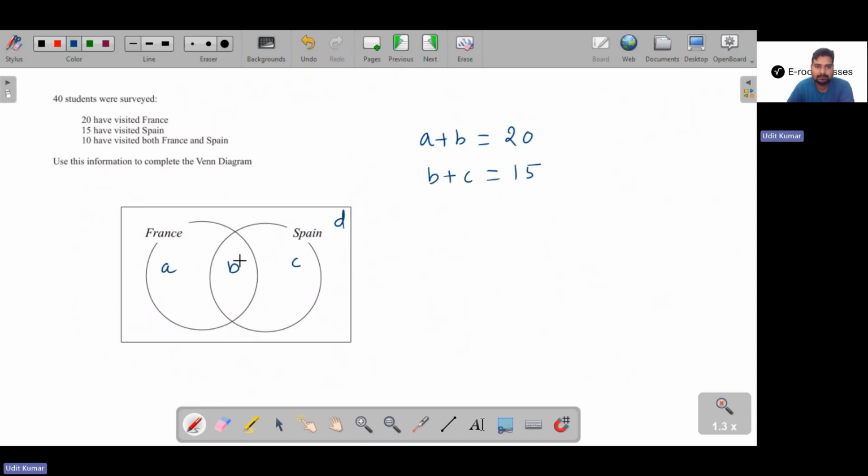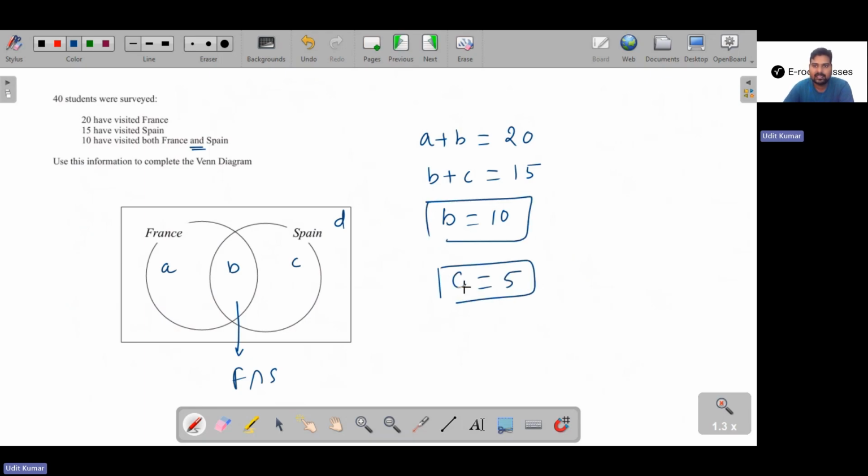10 visited both France and Spain. Okay, so this is B, which represents 10 because this is the common. You can see this end, right? 10 visited both France and Spain. That means they are talking about France intersection Spain. So B is 10. If B is 10, then C must be 5. And if B is 10, then A must be 10. So what we'll do is this will be 10. This will be 10 and C is 5.